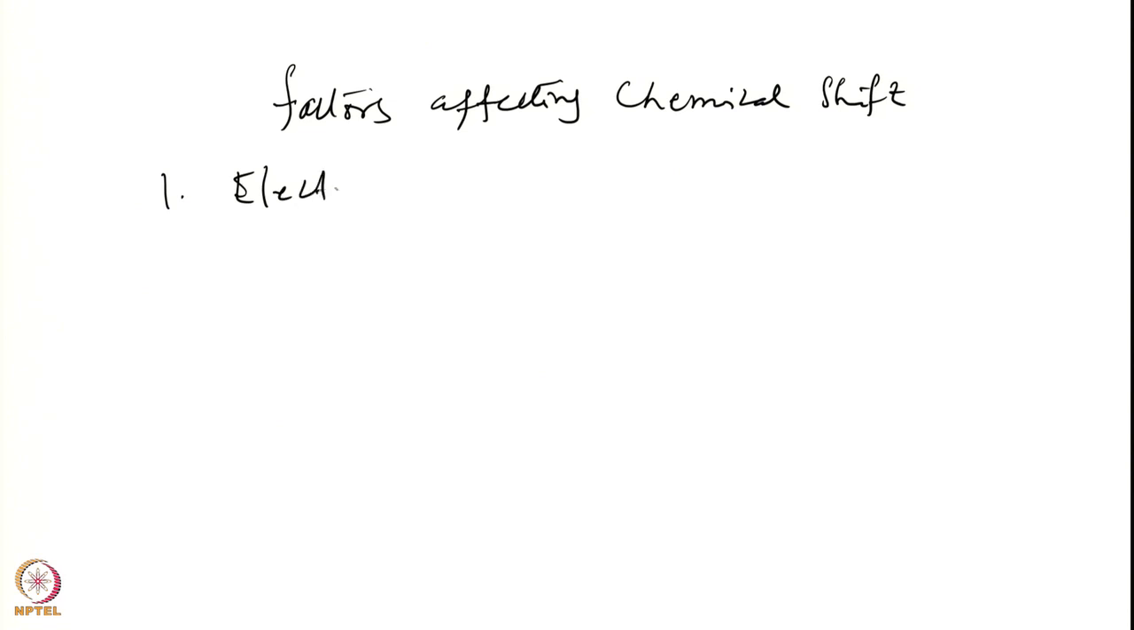Factors affecting chemical shift. First, electronegativities, electronegative groups. Now, suppose I take a molecule which is like this. We have here chloride. The chloride is an electron withdrawing group. So this is electron withdrawing.